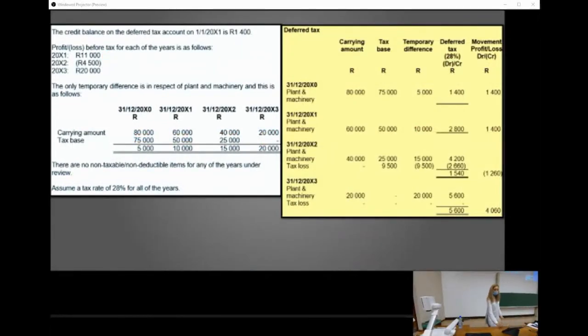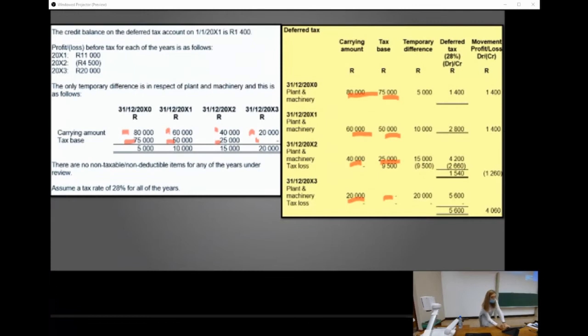Sorry, guys. Good. Now our deferred tax calc. Let's look at our deferred tax calc. So what we do with our deferred tax calc, we are going to compare our carrying amount to our tax base for every year. So for year X0, there we had our carrying amount and tax base, and so on. And that's exactly what we have over here. We put in our carrying amount and our tax base for every year.